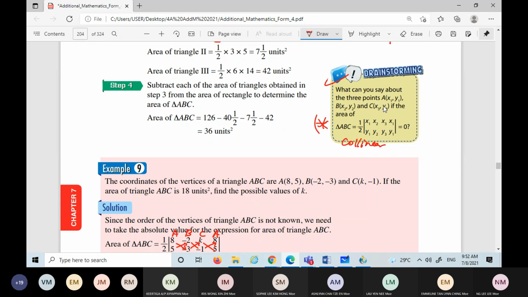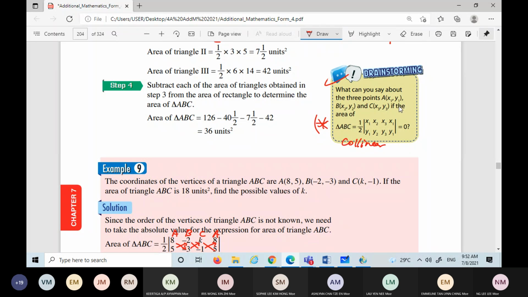This one is because sometimes the question will ask you to prove the points are collinear. This is one of the methods that you can use. I remember last time, I don't know whether you're aware or not.